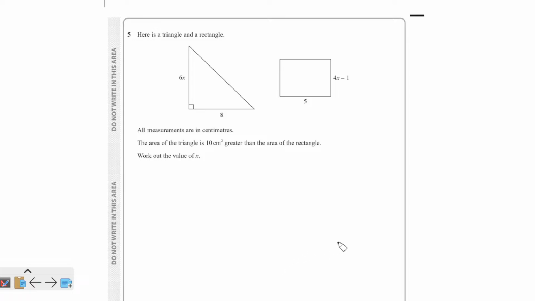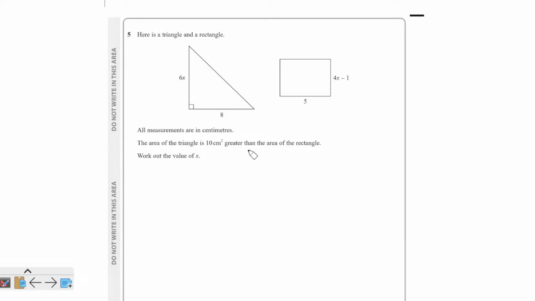Okay, question 5. So here is a triangle and a rectangle. You can see we've got them in terms of some algebra sides. All measurements are in centimeters. The area of the triangle is 10 centimeters greater than the area of the rectangle. Okay, so that's an equation basically, isn't it? I need to translate that into an equation, because then it says work out the value of x. We can only work out x if we have equations and we solve equations.